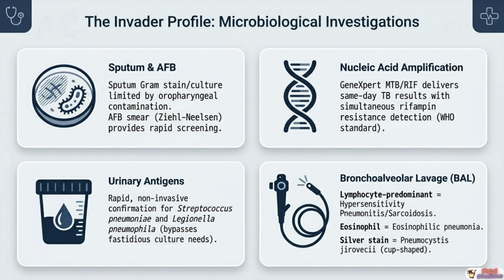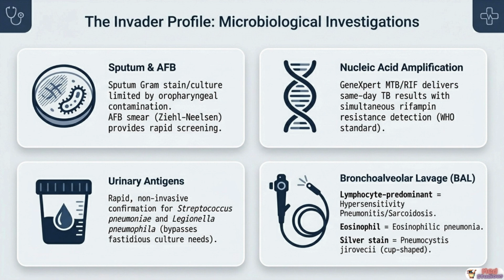GeneXpert MTB-RIF delivers same-day tuberculosis results with simultaneous rifampin resistance detection, now established as the WHO standard for rapid TB diagnosis worldwide. Urinary antigen testing provides rapid, non-invasive confirmation specifically for Streptococcus pneumoniae and Legionella pneumophila, bypassing the fastidious culture requirements that would otherwise delay diagnosis of these organisms by days.